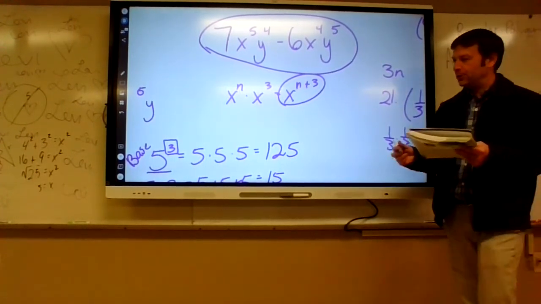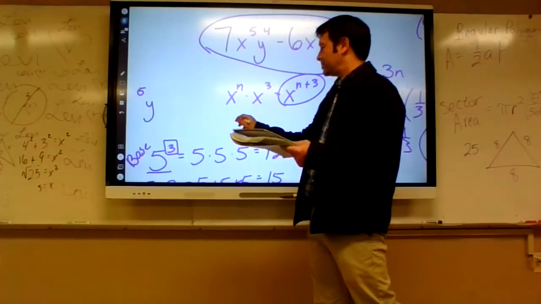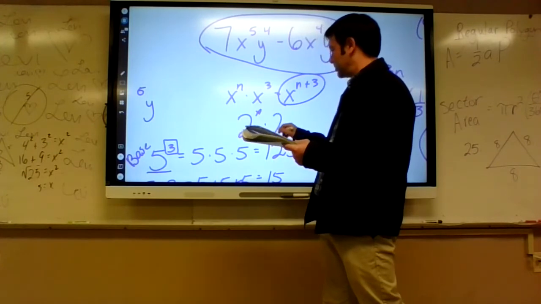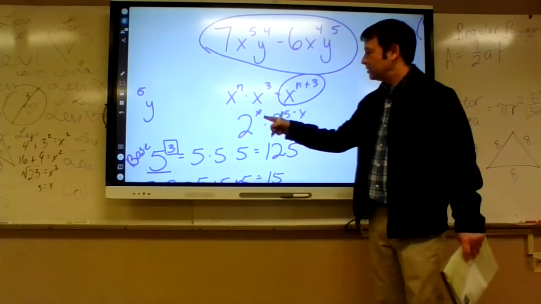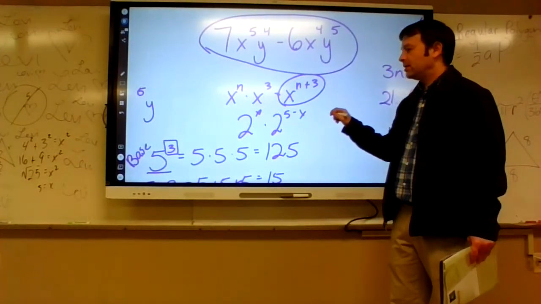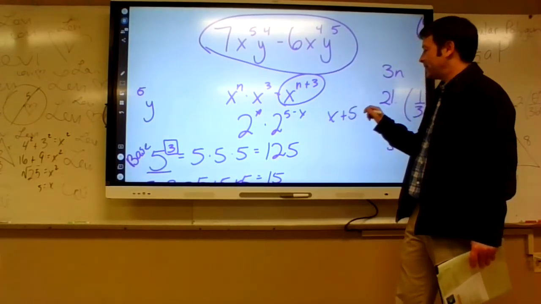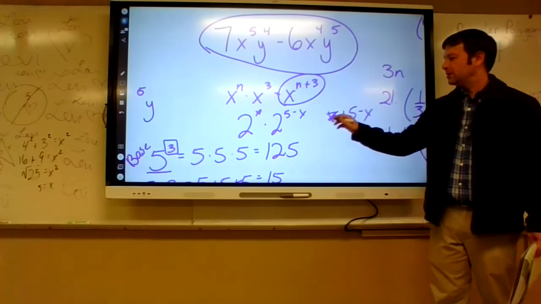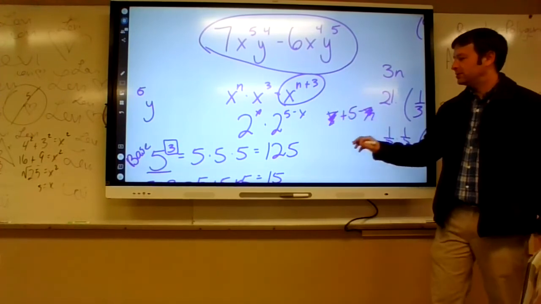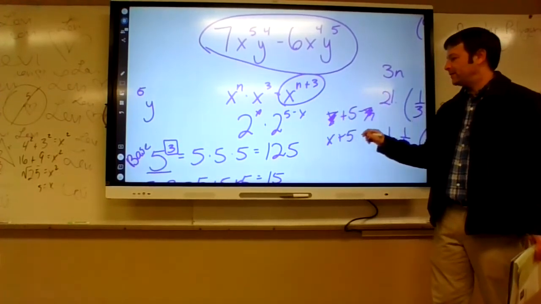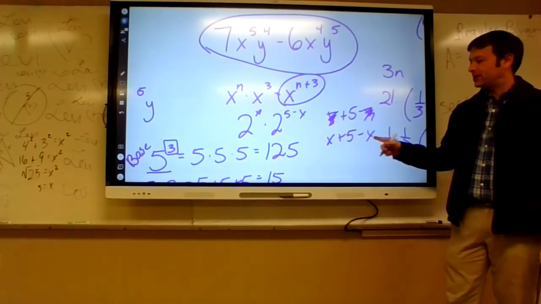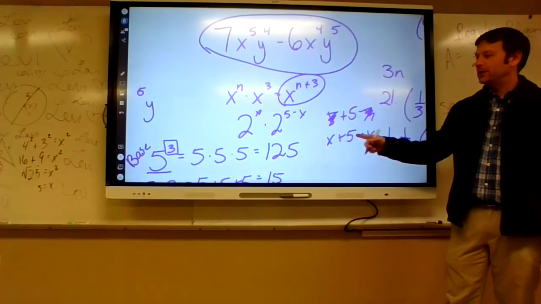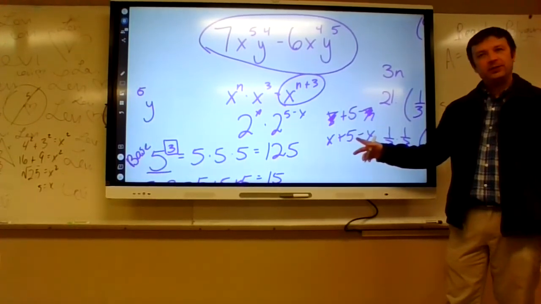Okay, 32 is pretty close to the same thing. What should we do with the exponents here? Add. So it would be x plus 5 minus x. X minus x is 0, plus 5 is 5. So it's just 4 to the 5th power.